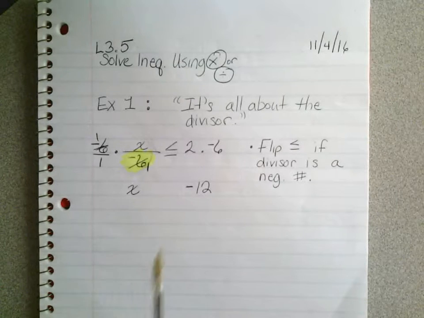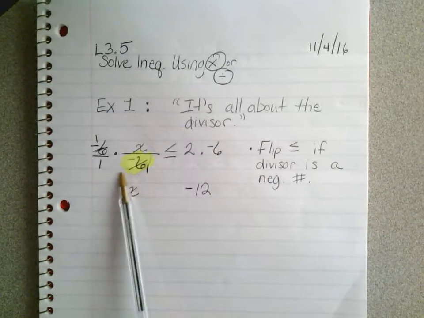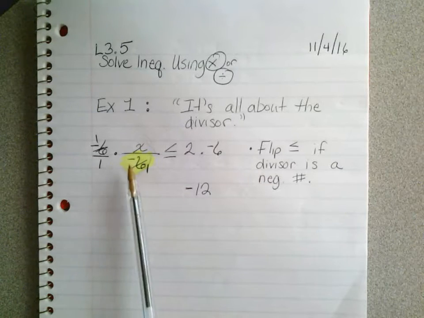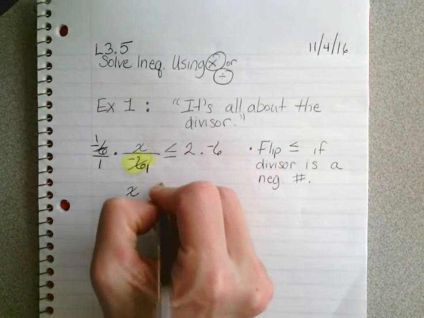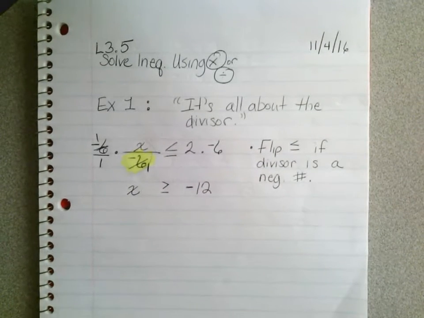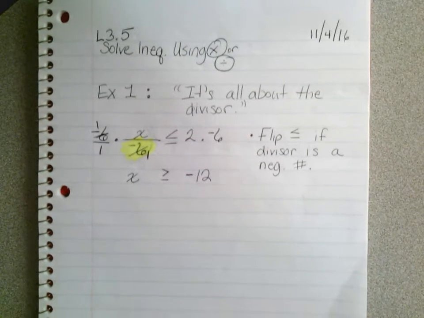But since the number that we divided by, that's the divisor, is a negative, your answer requires you to flip your symbol. It's no longer less than or equal to, it's greater than or equal to. And that's because of the relationship numbers have with each other on a number line. I'll try to show you that.